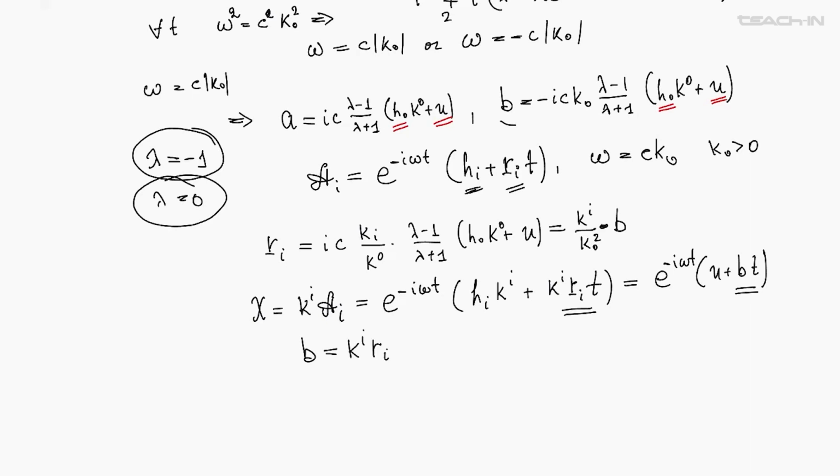Which is also obvious from this expression, right? Because if you pair it with k_i, you get k_i squared, but k_i squared is the same as k0 squared. And so they cancel, and you get that b is k_i r_i. And also u is, comparing this term with this one, you see that the variable u, which was originally undetermined, becomes h_i k_i.